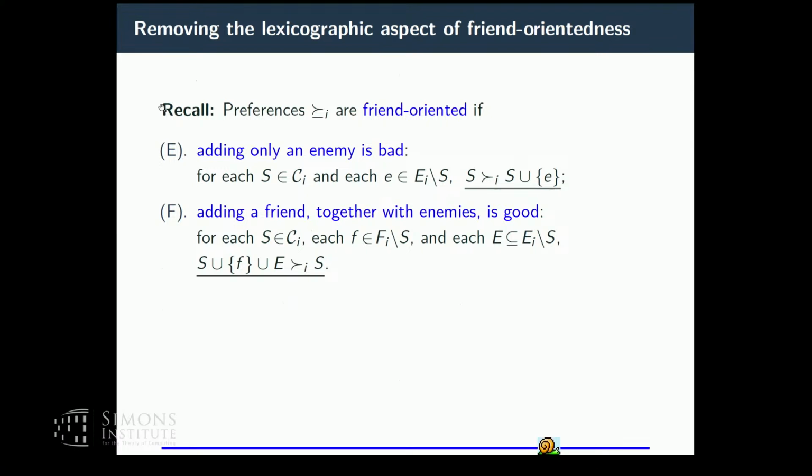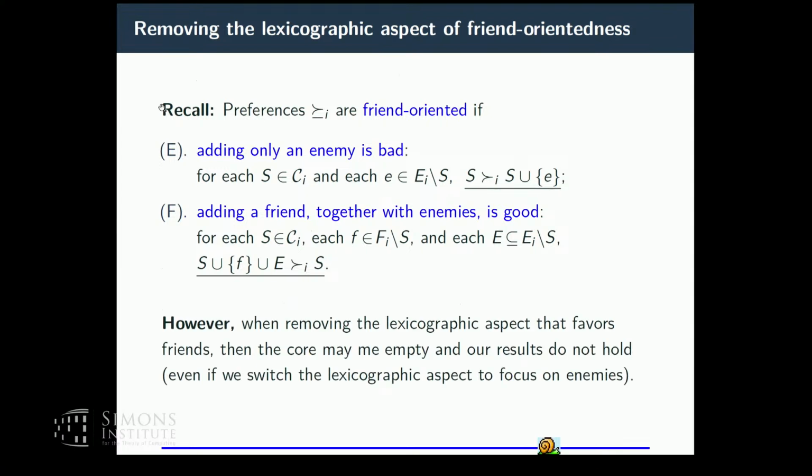you drop the lexicographic aspect. For instance, if you make it more important that you minimize the number of enemies. Now, then results don't hold because then already you lose the existence of core partitions. The core may be empty. So you have no hope to get even further results because now core stability doesn't have a lot of bite.